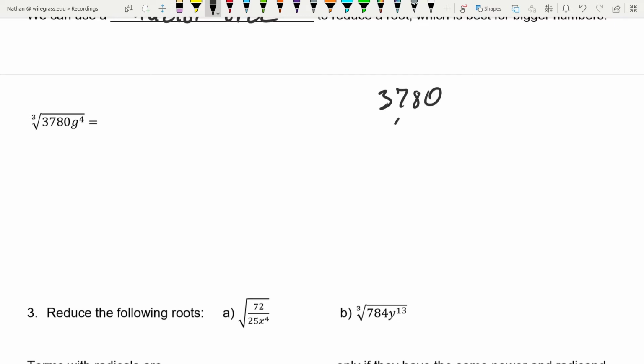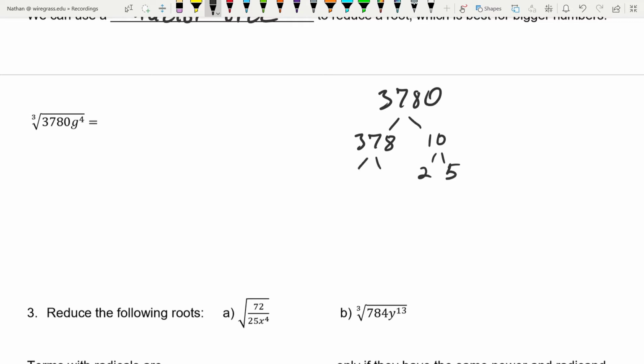So I'm going to break it up. 3780 is the same thing as 378 times 10. 10, of course, is 2 times 5. And those are prime numbers, so I'm going to stop there with that part. Now 378, if you don't know how to break this up, or you don't know two numbers that multiply, just start with the smallest prime number and go from there.